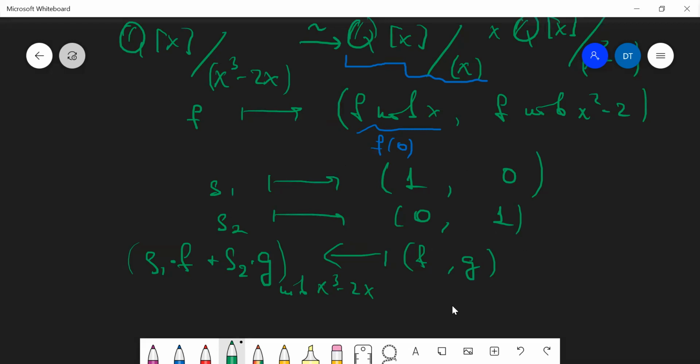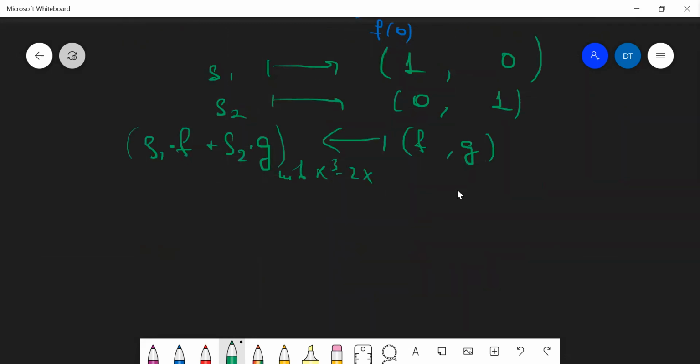Are there any questions regarding this? No. This is exactly the same as we did for integers. And now, how to find these polynomials S1 and S2? Well, in our case, x and x squared minus 2 are coprime. So we can represent, using the extended Euclidean algorithm, this greatest common divisor as a linear combination of this form.